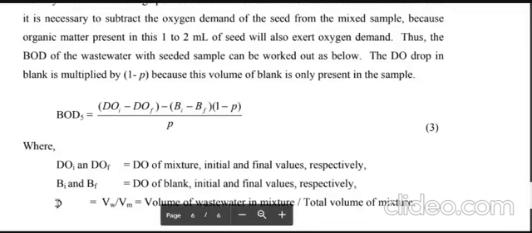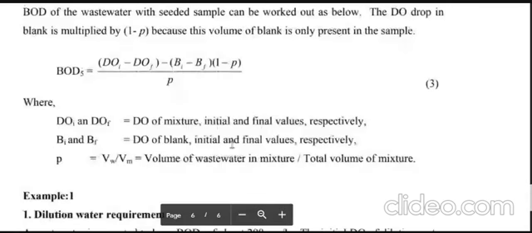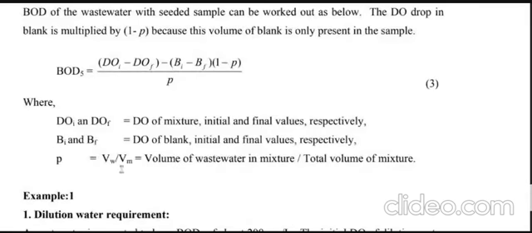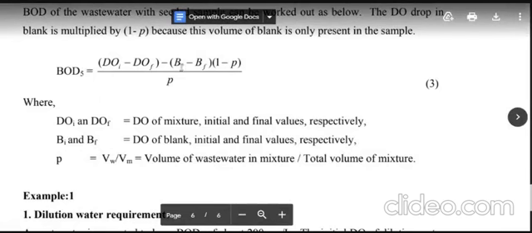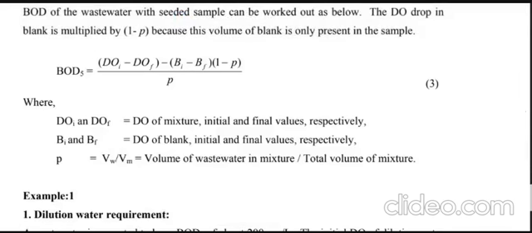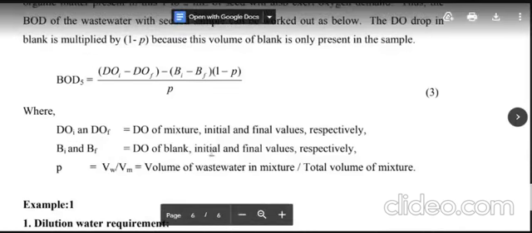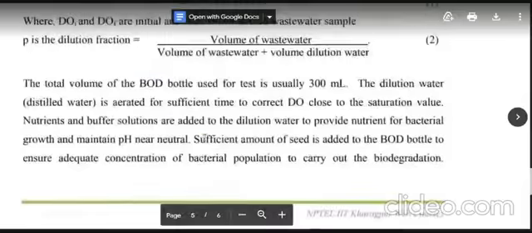P represents what? It is the dilution factor, VW by VM, the volume of wastewater in the mixture upon the total volume of the mixture. So that will give exactly the value of BOD present in it. Okay, so this is the formula. You always remember this one, no problem.